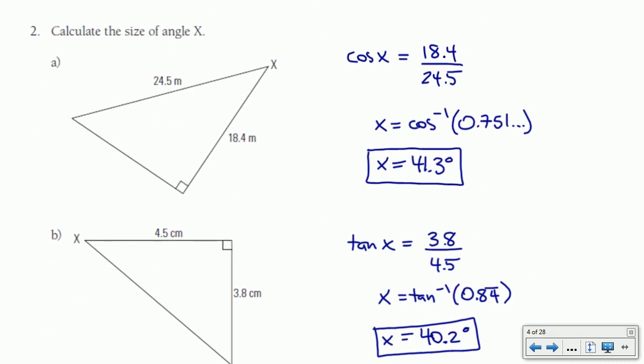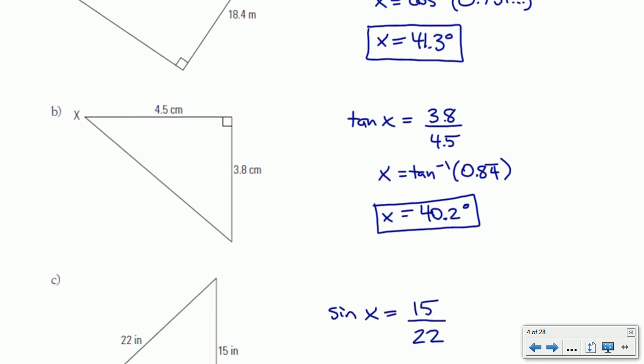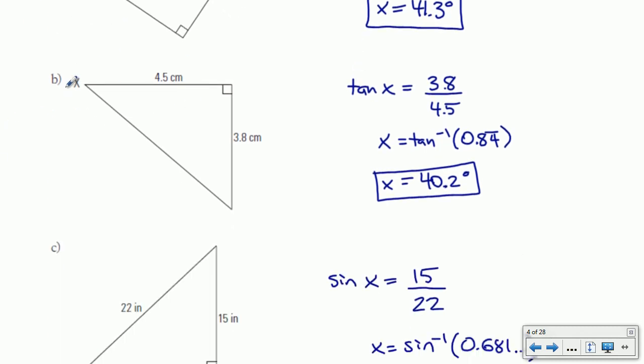On to question number 2, where we're finding angles. X is our reference angle, 18.4 is our adjacent, 24.5 is the hypotenuse. We need to divide 18.4 by 24.5. That gives us this number, and then we need to take the inverse cos of that number, giving us 41.3 degrees.